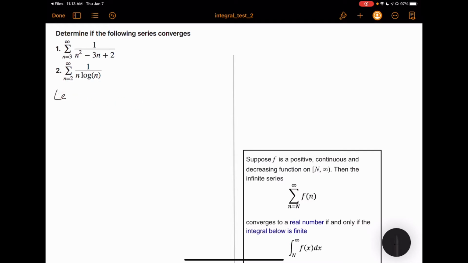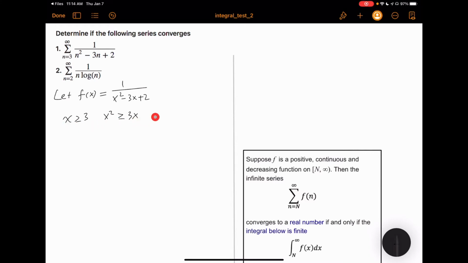Let f(x) equal 1 over x squared subtract 3x plus 2. Let's test the first condition, positive. So we know that x is greater than or equal to 3, so x squared is greater than or equal to 3x. Basically, multiply x on both sides. Because x is positive, when you multiply x on both sides, it's still greater than or equal.